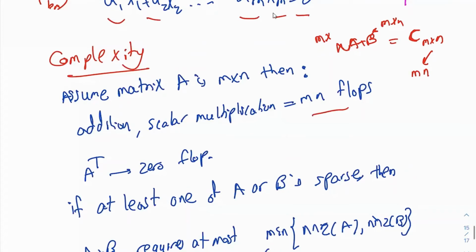A scalar multiplication, we talk about that, C times A. We multiply this C by each component of A. How many elements do we have? mn. How many multiplications do we have? mn. So we have mn flops. A transpose, we talk about that. It has zero flops. Swapping rows and columns is considered as no flop.